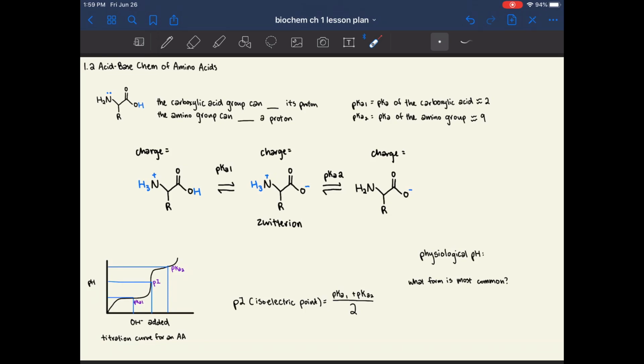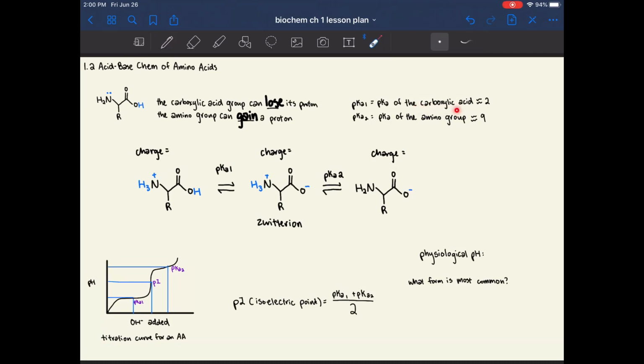Chapter 1.2 is all about the acid-base properties of amino acids. So as we discussed earlier, all amino acids have this amine as well as this carboxylic acid. And if you remember from organic chemistry or from general chemistry, carboxylic acids tend to lose their protons, and amines tend to gain a proton. And these are properties of their pKa.